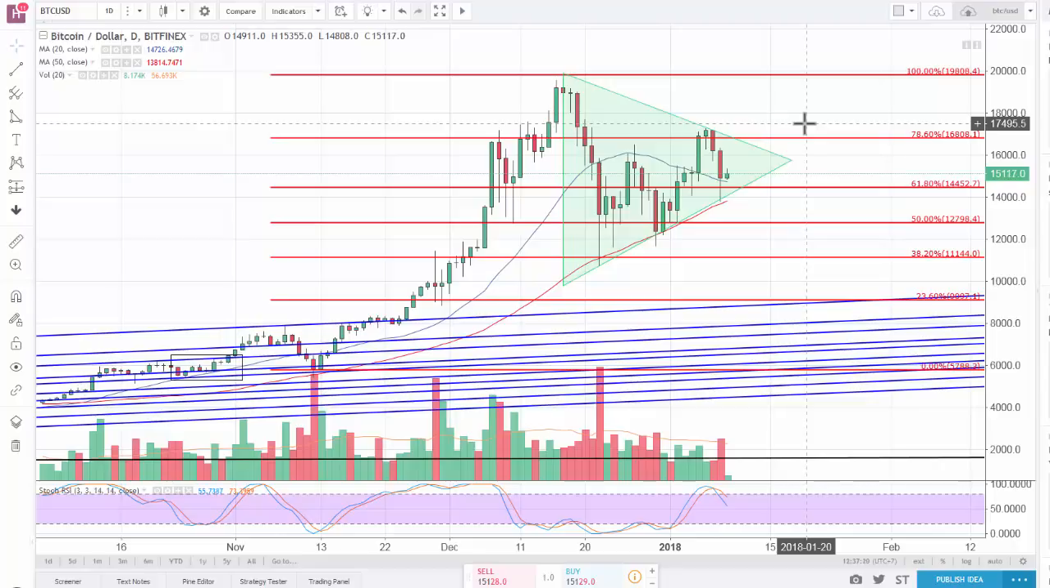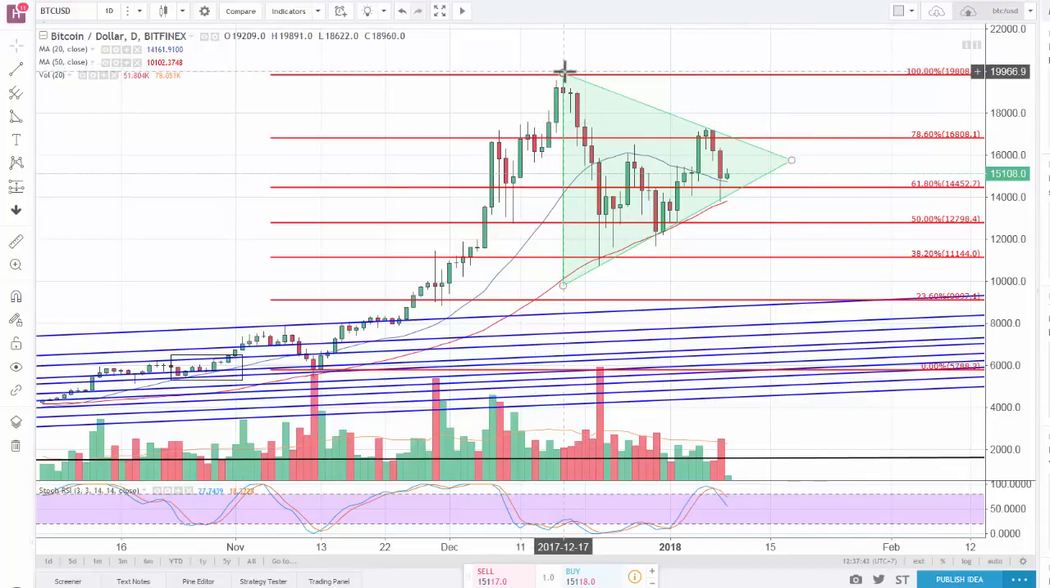But anyways, I want to talk about three things in today's video. First is Bitcoin versus US dollar technical analysis. The second thing is Bitcoin dominance versus altcoins. And third thing is Bitcoin Cash price action. So I'm going to start with Bitcoin versus US dollar. These are the one-day candles from Bitfinex.